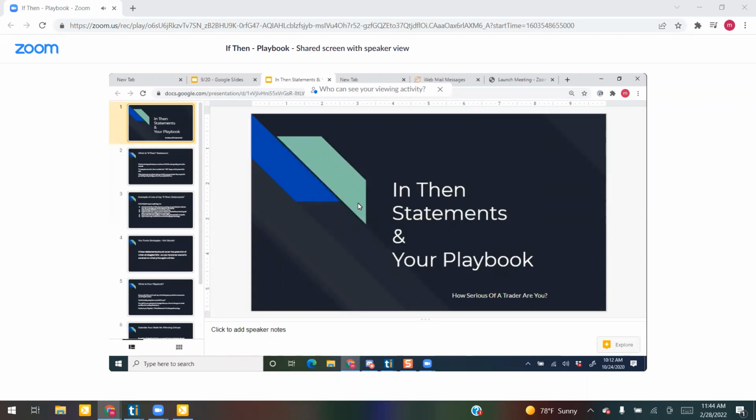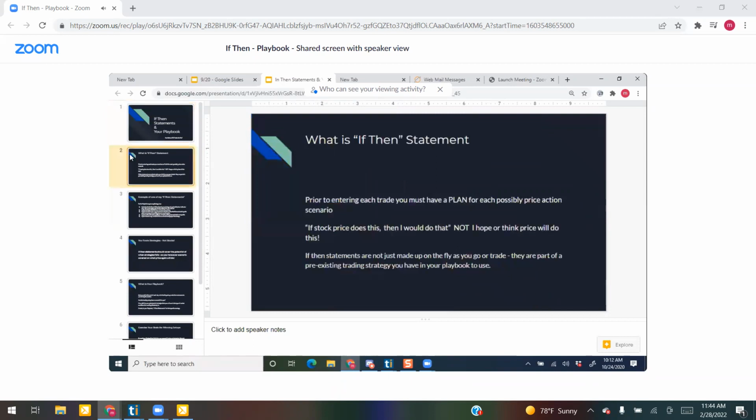But let's talk a little bit about if-then statements. And if you look on the screen, I actually had it typed wrong. There you go. If-then statements and your playbook. How serious of a trader are you? Okay, so let's really discuss what exactly an if-then statement is.